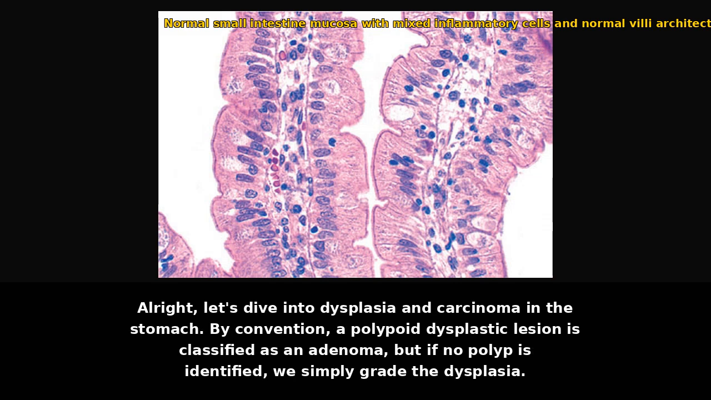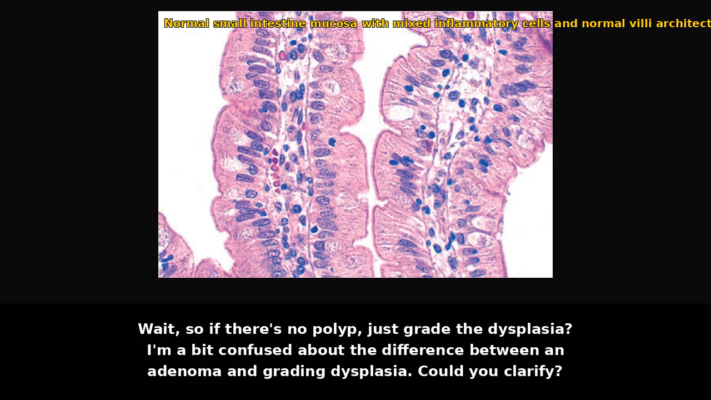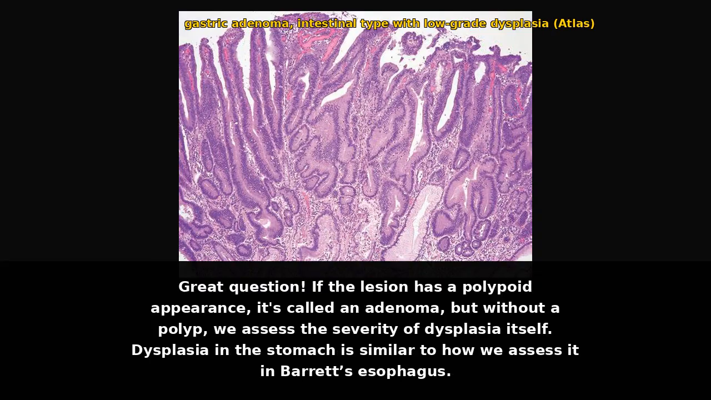All right, let's dive into dysplasia and carcinoma in the stomach. By convention, a polypoid dysplastic lesion is classified as an adenoma, but if no polyp is identified, we simply grade the dysplasia. Wait, so if there's no polyp, just grade the dysplasia? I'm a bit confused about the difference between an adenoma and grading dysplasia. Could you clarify? Great question.